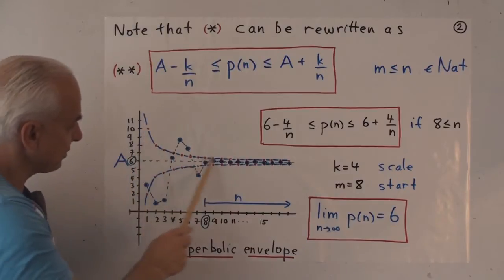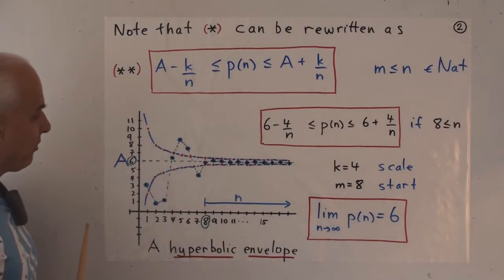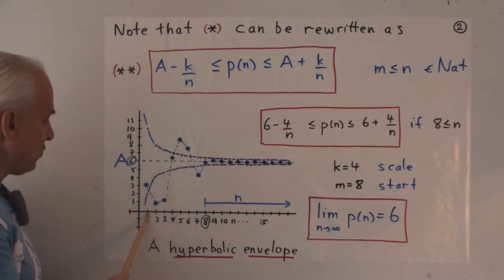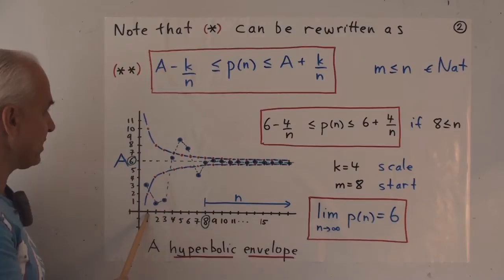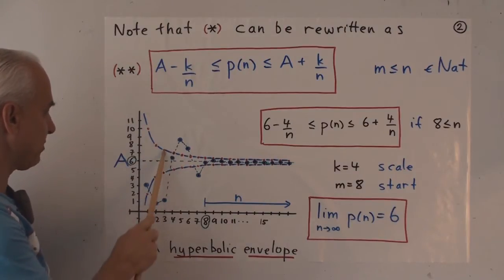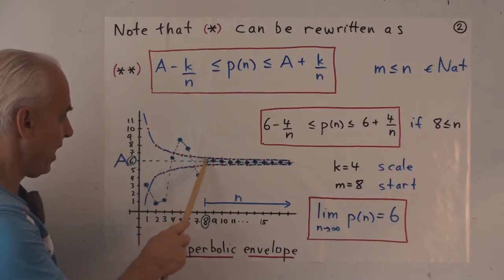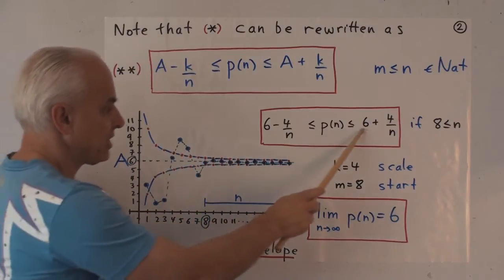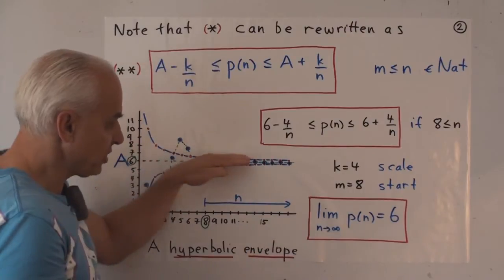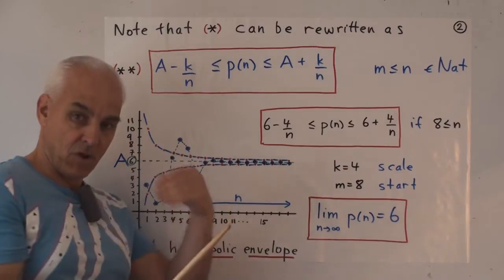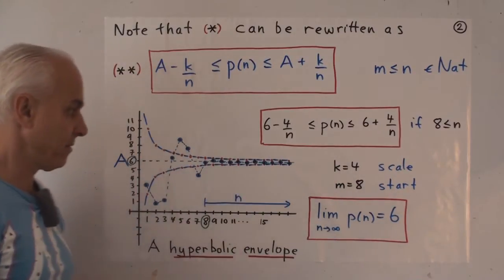And here, this hyperbola branch represents 6 plus 4 over n. So when n is 1, 6 plus 4 over n is 10, so there it is there. And when n is 2, we have 6 plus 4 over 2, which is 8. And then here is 6 plus 4 over 3, 6 plus 4 over 4, 6 plus 4 over 5, and so on. And as n gets bigger, 6 plus 4 over n converges, approaches 6, because the 4 over n term goes to 0 as n gets big.